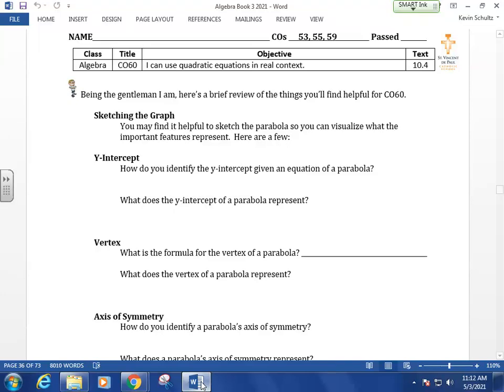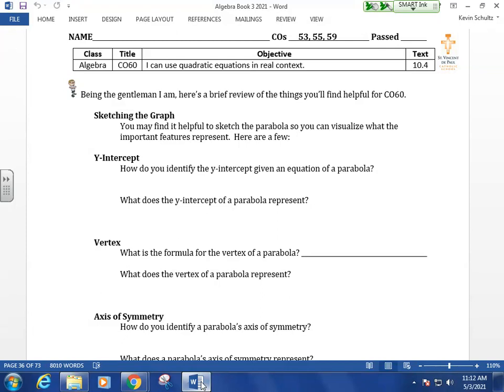We are wrapping up our unit on parabolas with CO60, which is using quadratic equations in real context. This is everything CO53 through PO59 has been practicing. We practice this, we practice that. Now we're to the game. Now we get to actually run the play, so to speak, in CO60 here.